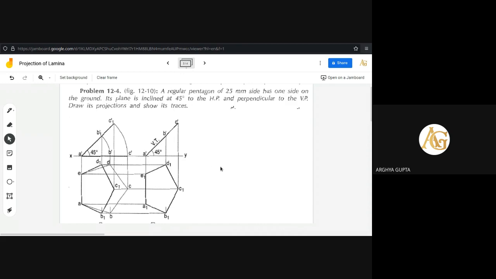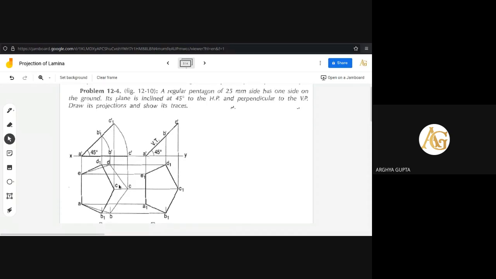We don't know the length. Actually, these two points will meet here. And from B also, we need to draw a perpendicular line, and from A also, a perpendicular line is drawn. So from all the points A, B, C, D, and E, we need to draw perpendicular lines. And E will intersect at E. So as this point is E, so A dash comma E dash.